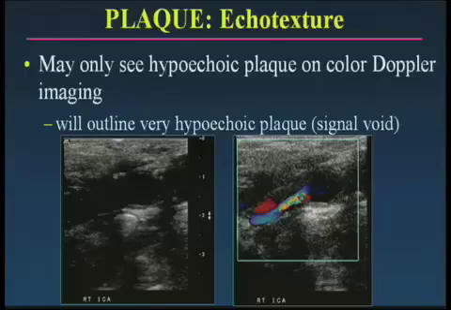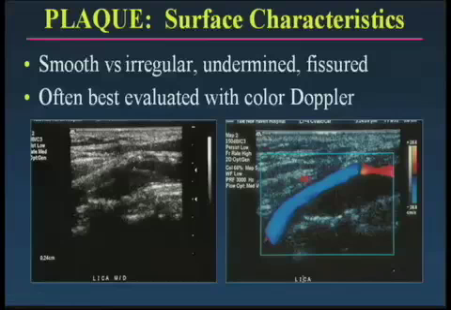Here is another example showing some plaque at the origin of the right internal carotid artery, some post-stenotic dilatation perhaps, but again, no significant plaque on the grayscale image. But on the color Doppler image, you can see that indeed there's about an 80% stenosis there and hypoechoic plaque that you didn't appreciate with grayscale imaging alone.